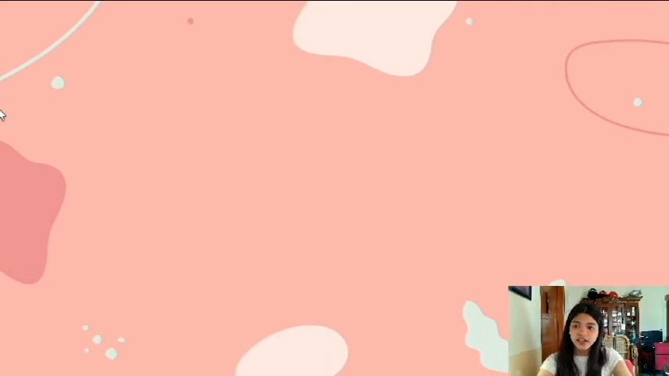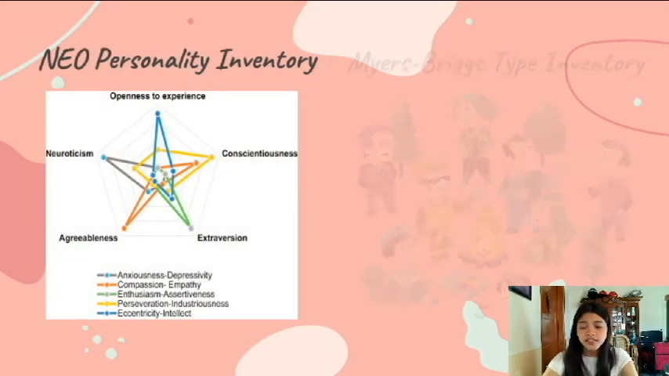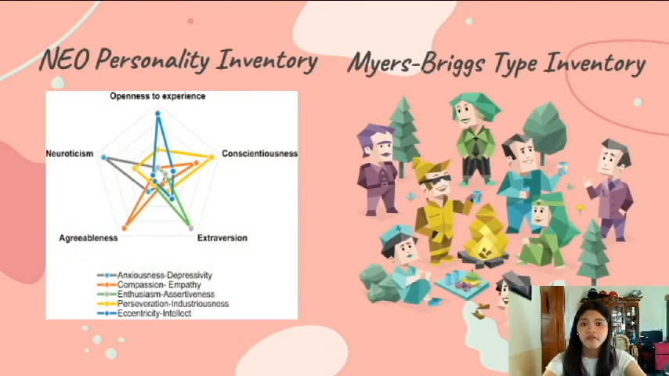These personality tests are the NEO Personality Inventory and the Myers-Briggs Type Inventory, or the MBTI. The NEO Personality Inventory measures the openness of an employee to new experiences, conscientiousness or dependability, emotional stability, assertiveness, and the ability to get along with other people.